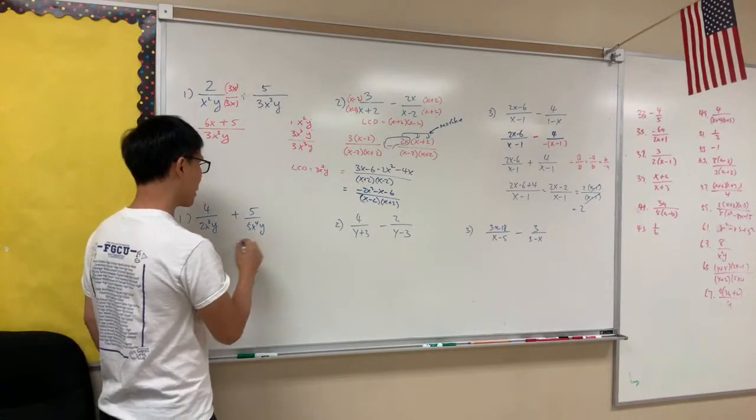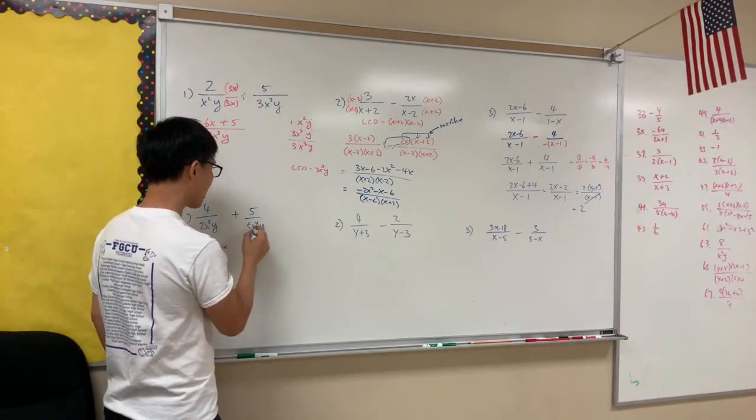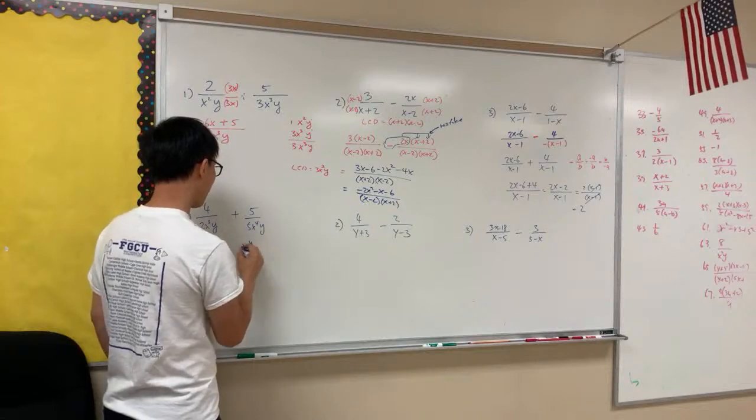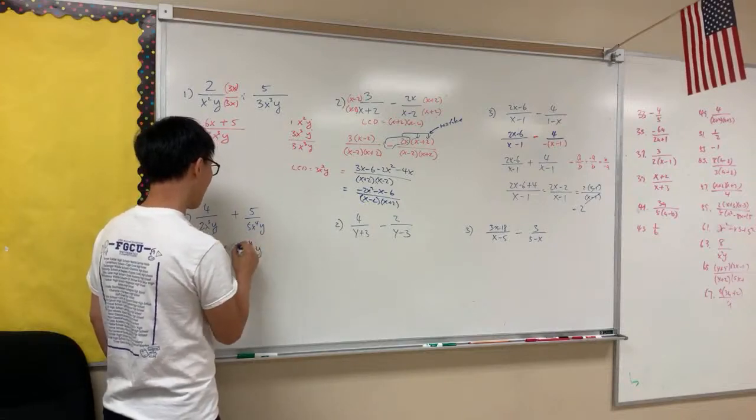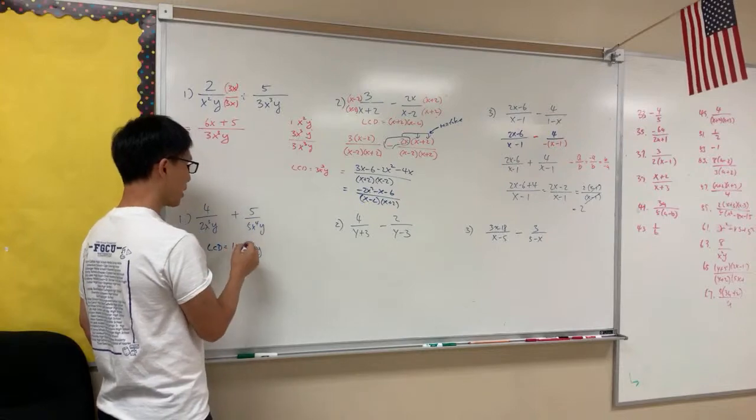So here's the LCD. If I just compare the x, it's going to be x to the 4th power. For y, it's y to the 1st. 2 and 5 give 10. So I need to make it 10x to the 4th y.